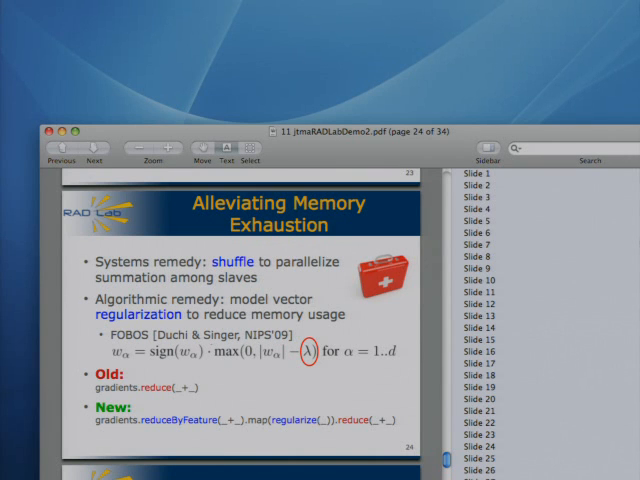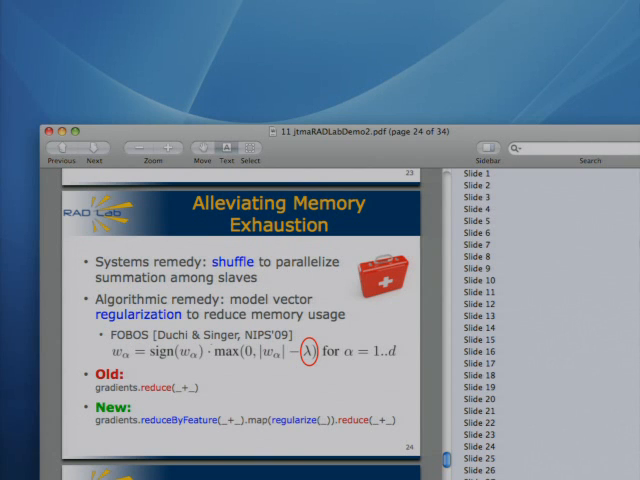Algorithmically, we applied regularization. That is, we want to reduce the number of non-zero entries in our classification weight vector. And so for that, we used L1 regularization using the Phobos algorithm. Now, implementation-wise, this seems like it would be very complicated to implement, but the expressiveness of Spark is such that this was actually pretty simple.